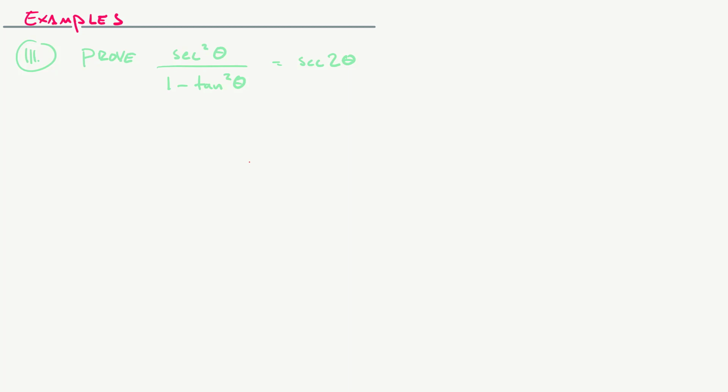Okay, now let's get into the good stuff, right? We're going to do some proofs. Prove the double angle identity for secant is secant squared theta divided by 1 minus tangent squared theta.